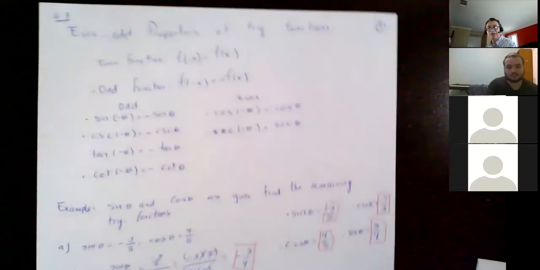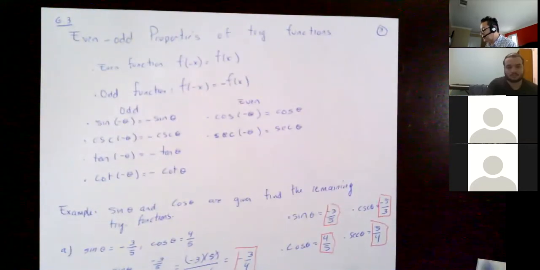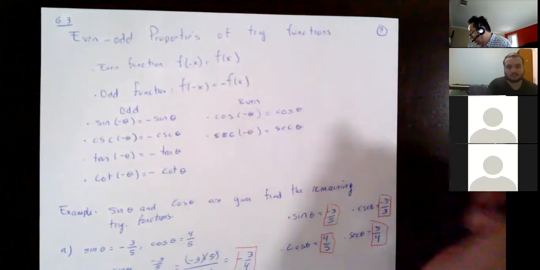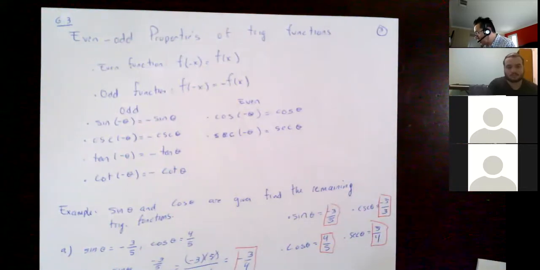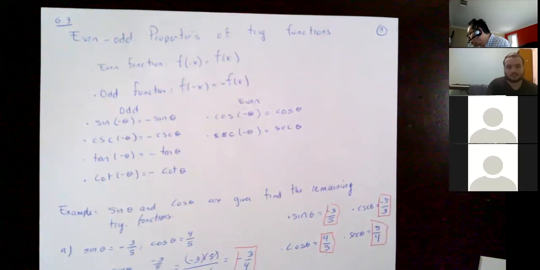I'm not sure if I wrote the reciprocal functions, but I can write them right here, you guys. Reciprocal identities.